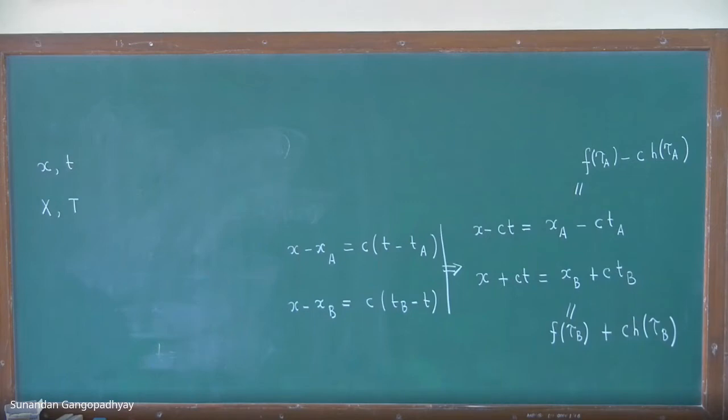And this was the trajectory. This is A. This is TA, XA. This is B. This is TB, XB. This is the event T, X.